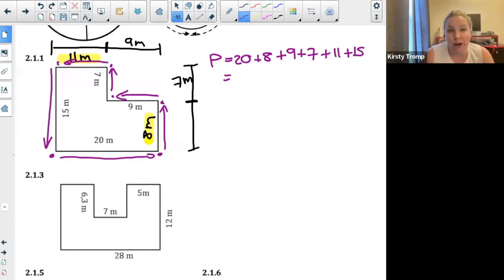All right, go add it up for me. Make sure you've got all of the figures in, all right? And you get 70 meters. Well done, guys. Okay, well done.